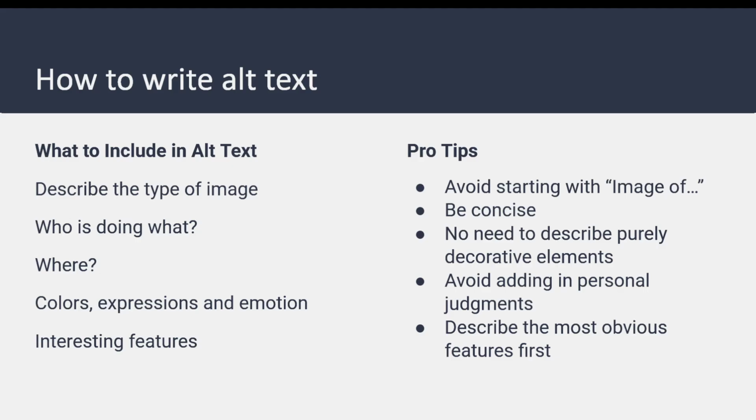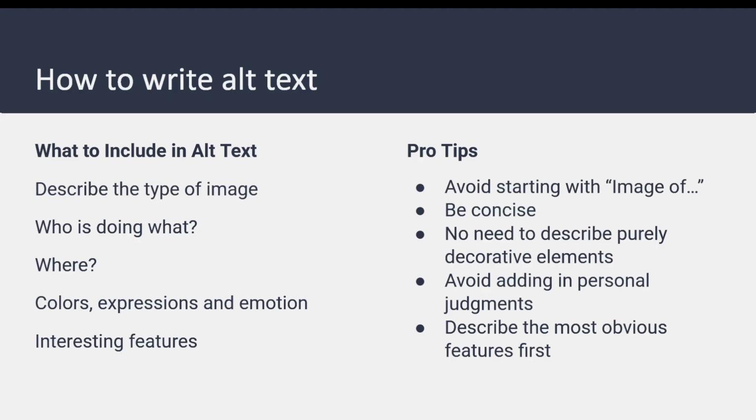Interesting features. The final catch-all. Interesting features include anything that is not already covered by one of the above categories, but is relevant to fully understanding the image. Use your best judgment. Pro tips. Again, avoid starting your alt text with an image of. This is because the screen reader will already be informing the user that it is an image. And it's not the end of the world if you forget and include it. We've certainly done it before. Remember, having alt text is already a vast improvement over not having alt text.